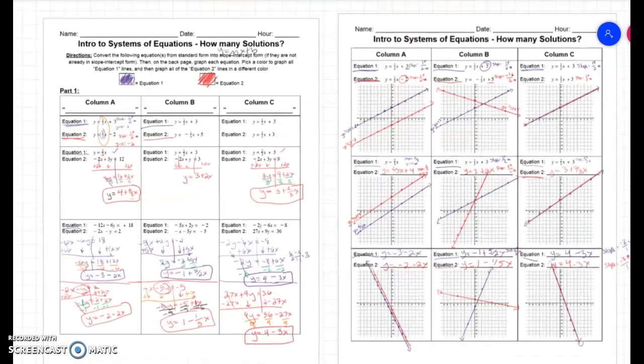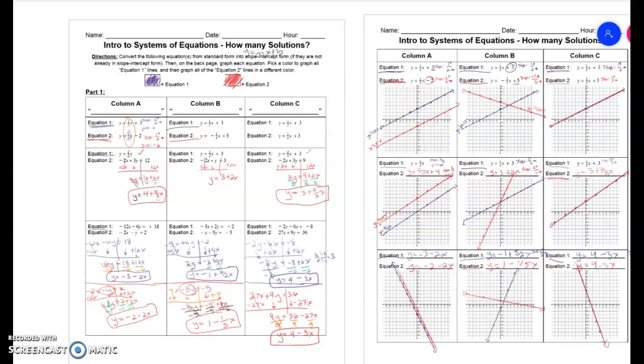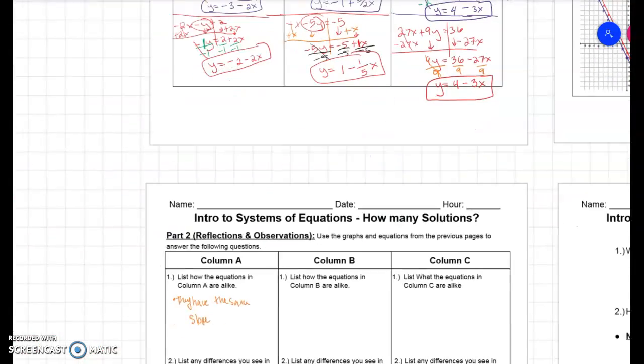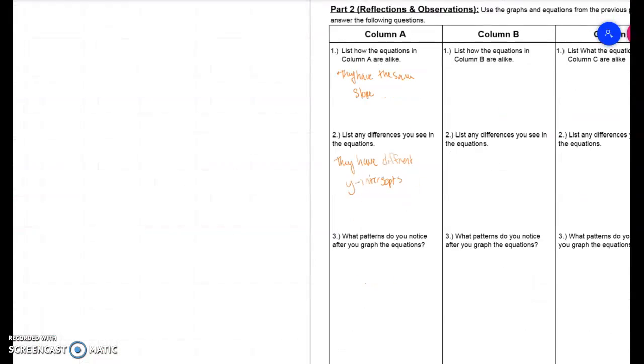So look back and look at column A and look at the graph specifically. And yeah, they are different colors, but that's not what we're looking for. Did you notice that they're parallel to each other? Or that they never intersect? Anything like that? Yeah, I bet you did, right? They never hit the lines. No matter how close you thought they were going to hit, they never did.